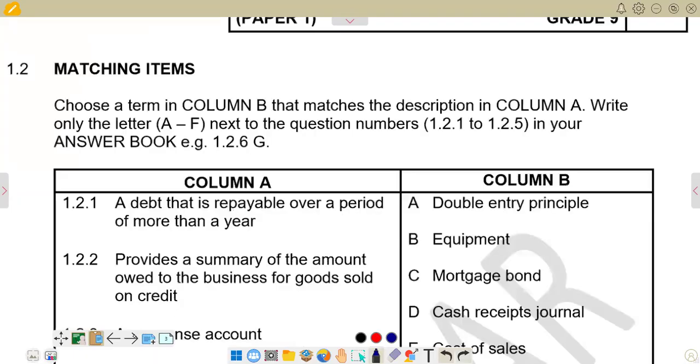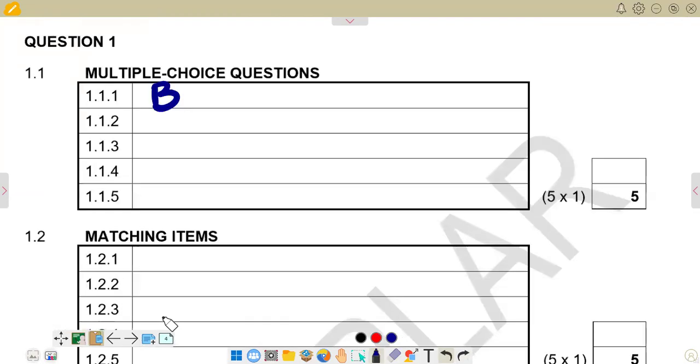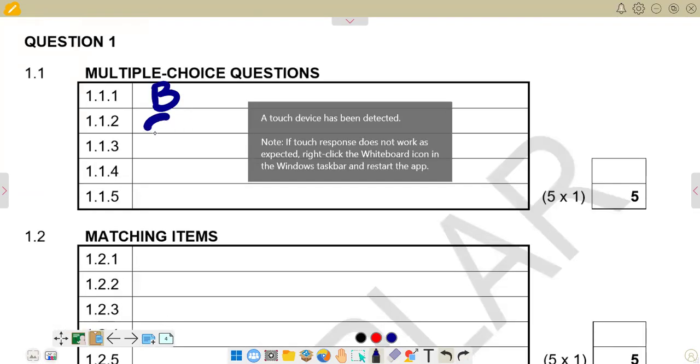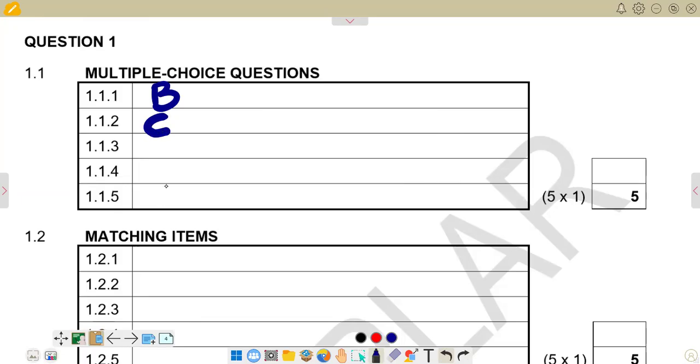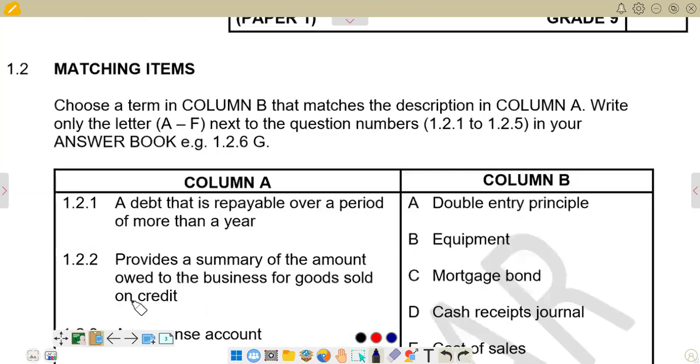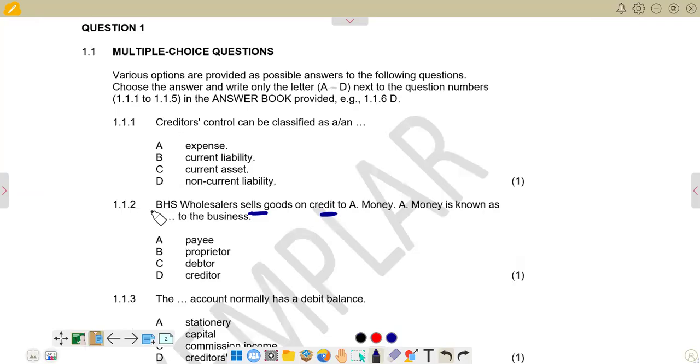If you go to our answer section, you see that we are going to indicate C as our answer. So let's indicate here that this is our answer on 1.1.2. Then we can go back to see what we have in terms of the next question, which is 1.1.3. It reads, the dash account normally has a debit balance.